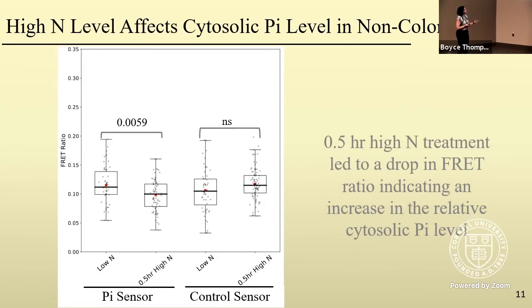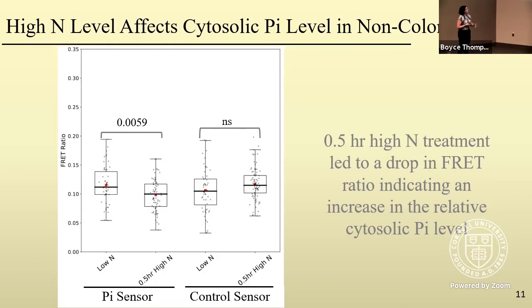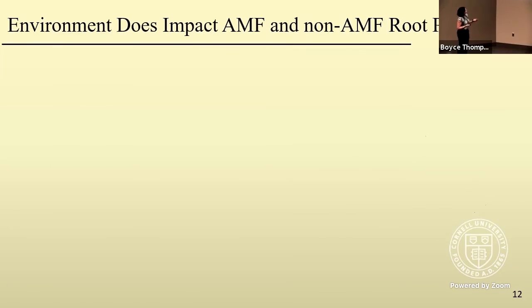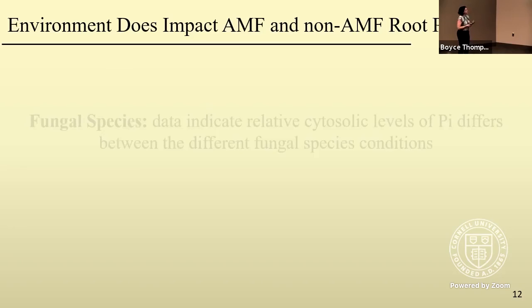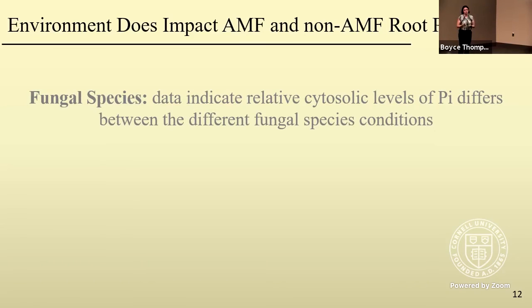And so we were able to confirm this relationship again, using this novel technique, showing that a high nitrogen treatment leads to an increase in the relative cytosolic phosphate level. And so overall, the work I was able to do this summer did confirm that there are important environmental factors that impact the rate of this nutrient exchange between mycorrhizal fungi and the plant roots. And then with the nitrogen treatment, that there was a relationship between these two factors.